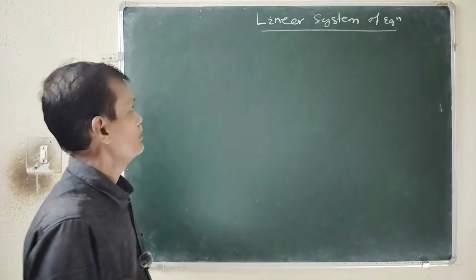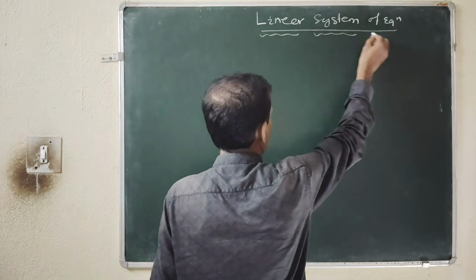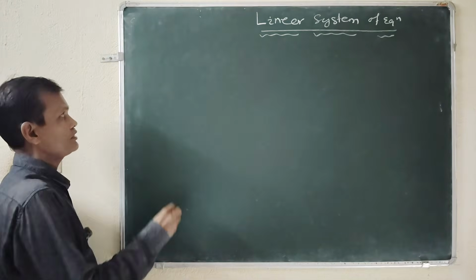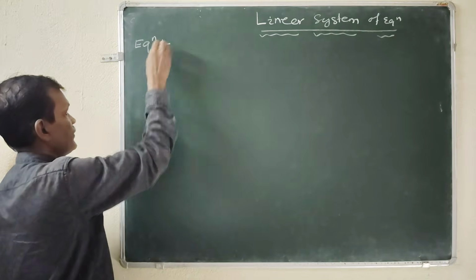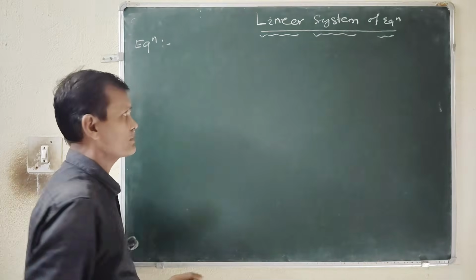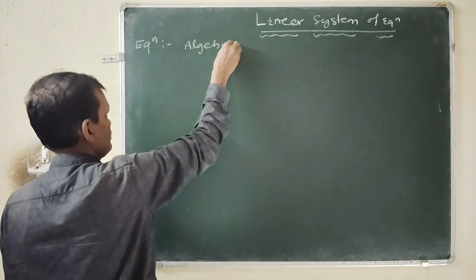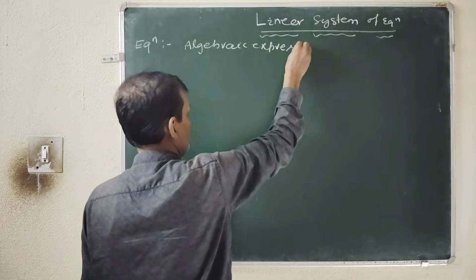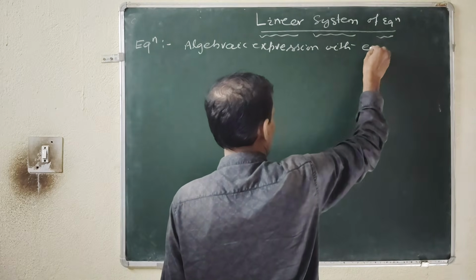So you see, this consists of three words: linear, system, equation. Okay. So first let me explain to you what an equation is. An equation is any algebraic expression with an equality sign.